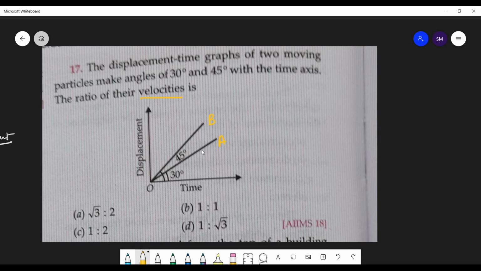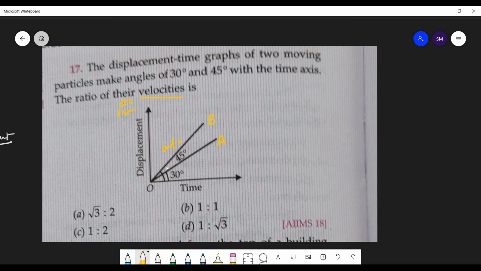Ratio of their velocities. See, whether you say here average velocity or even instantaneous velocity at any point, the slope is the same. It's a straight line. So for both the motions, straight line means slope is constant, so it's a uniform motion, uniform velocity. Now whose velocity is greater? Both velocities are constant, so it depends on the slope.